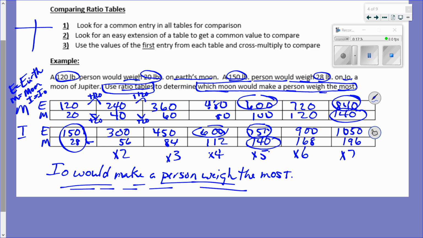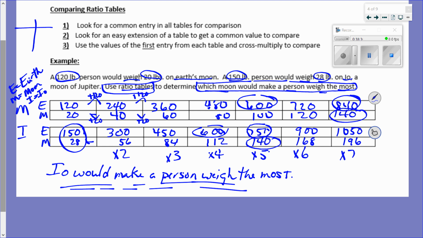$750 on the Earth. Right. But that same moon weight of 140 on the Earth, that guy weighs 840. So why is it that this moon, the Io moon, is making him weigh more? Olivia? Because the starting point of the guy on the second problem below it is less than the one on the Earth moon.